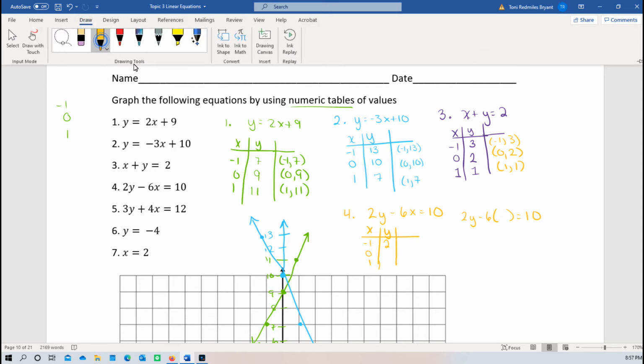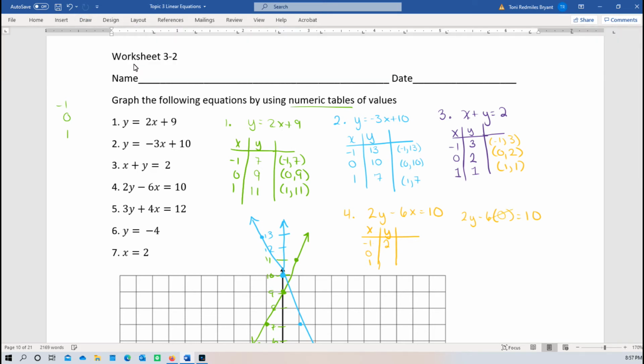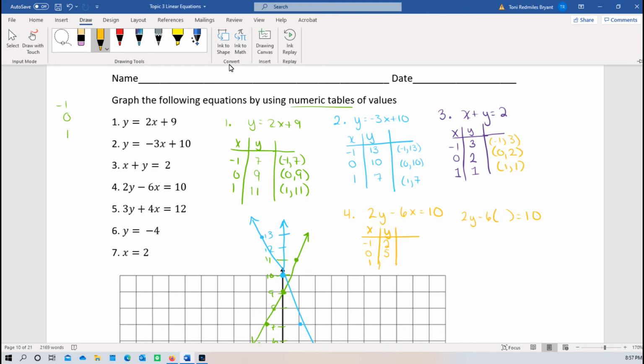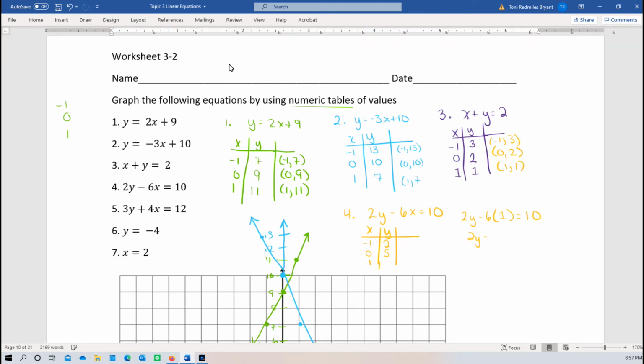This time I'm going to put a 0 in. Okay, 6 times 0 is 0, leaving me with 2y equals 10. Divide both sides by 2, and y equals 5. All right, now I'm going to put 1 in. That's going to be 2y minus 6 equals 10. Got to add 6 to both sides. 2y equals 16. Divide out the 2. Y equals 8. So my coordinate points are going to be -1, 2, 0, 5, 1, 8.